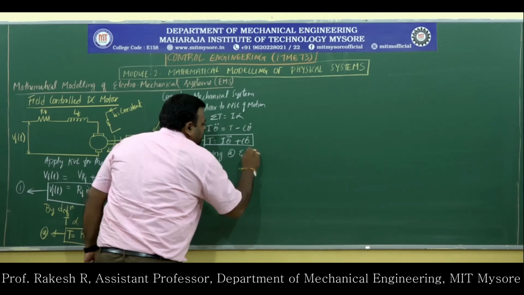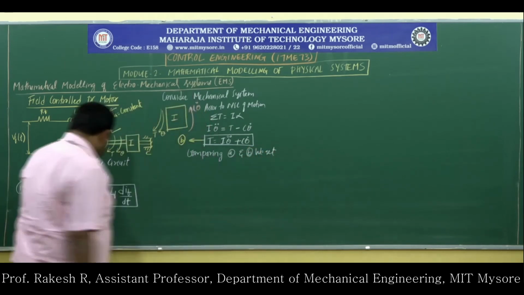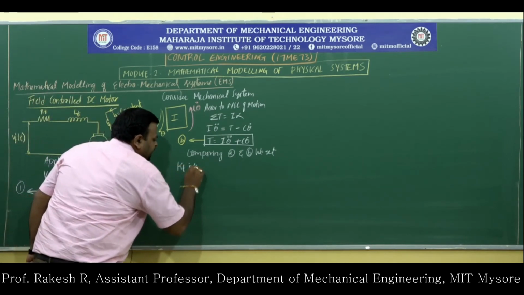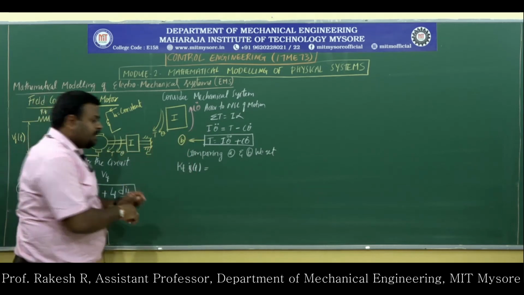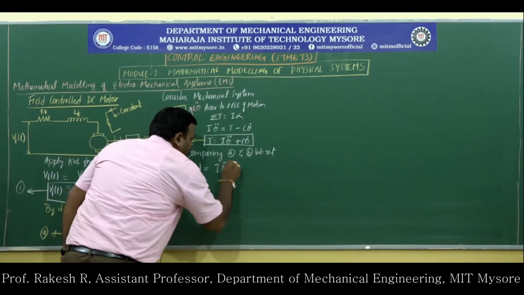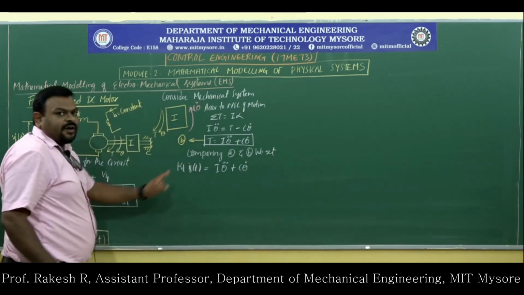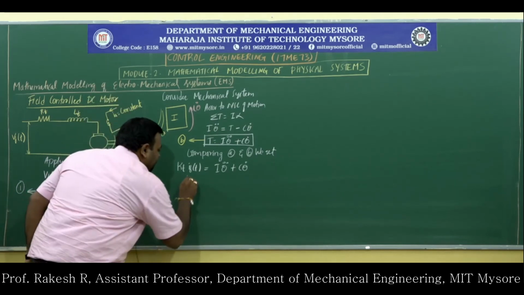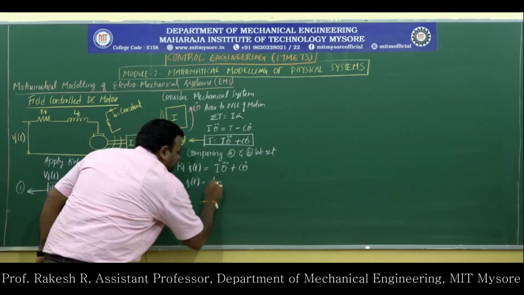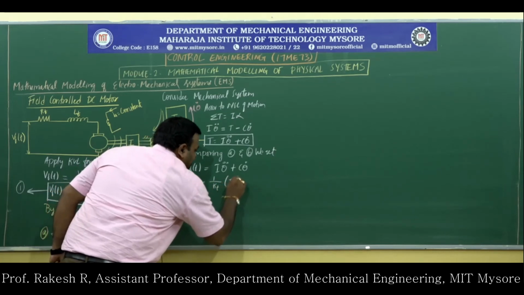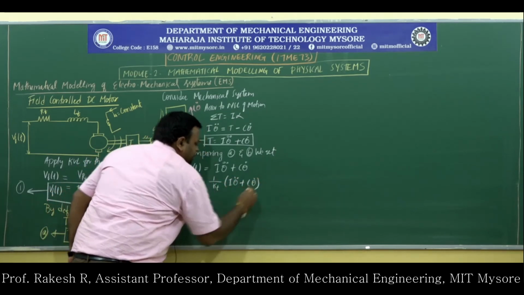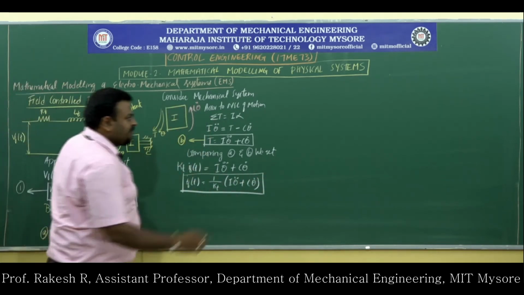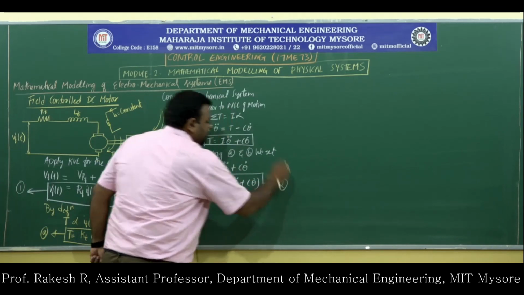Comparing A and B, what we get? We get Kt. What is Kt? Kt into If of t will be equal to I theta double dot plus C theta dot. Kt is a constant of proportionality of the torque, which is field torque. What we need: If of t will be equal to 1 by Kt into I theta double dot plus C theta dot. So this is an expression for field current, which I will call equation number 2.